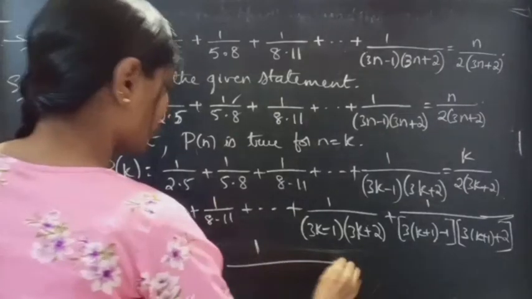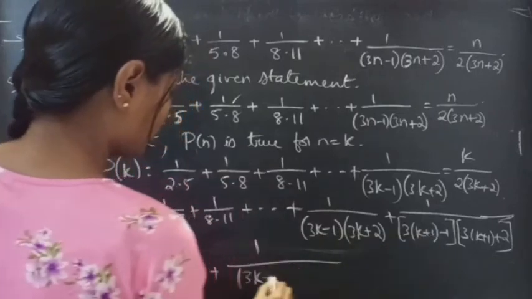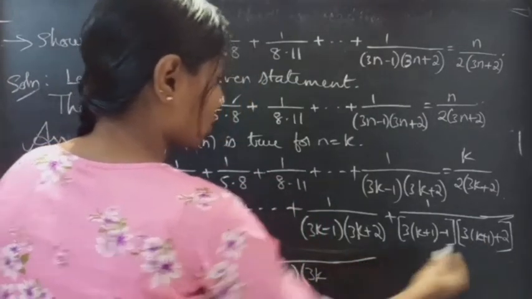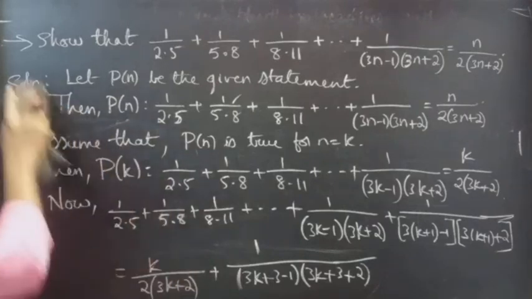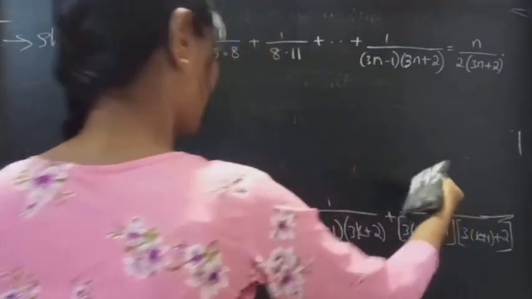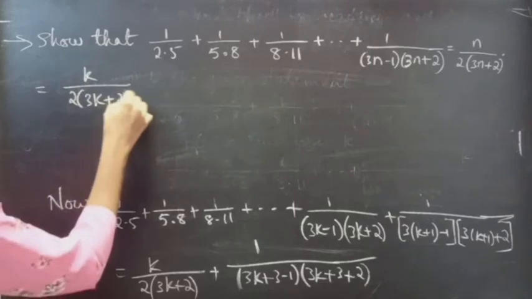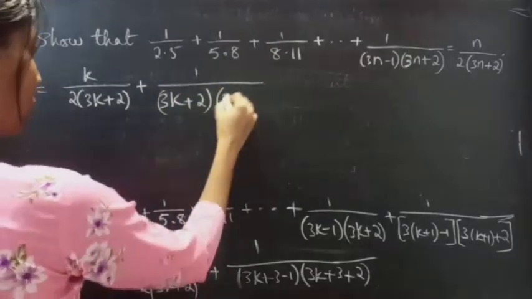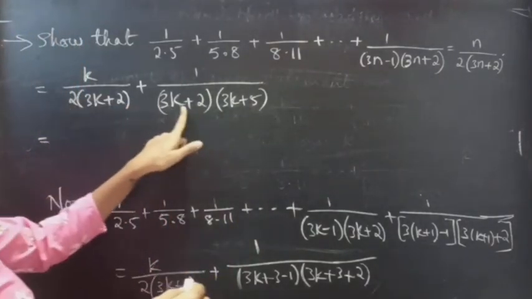1 by 3k, 3 into k, 3k plus 3 minus 1, into 3k plus 3 into 1, 3 plus 2. So this becomes k by 2 times 3k plus 2 plus 1 by 3k plus 2 into 3k plus 5. Okay.